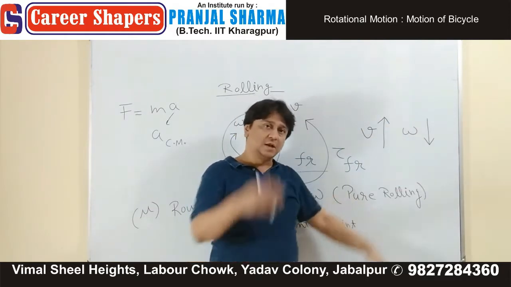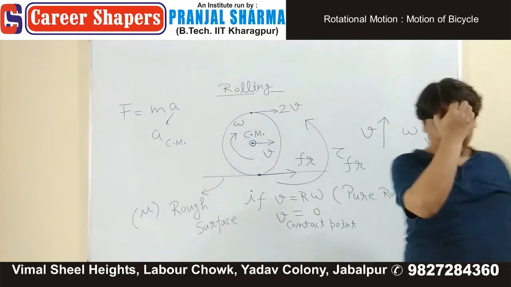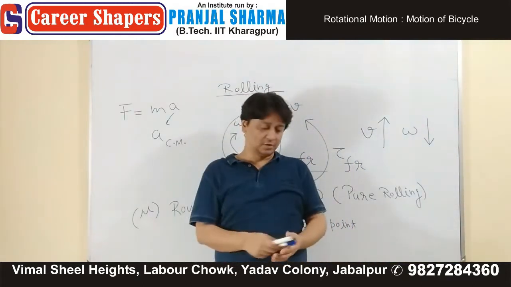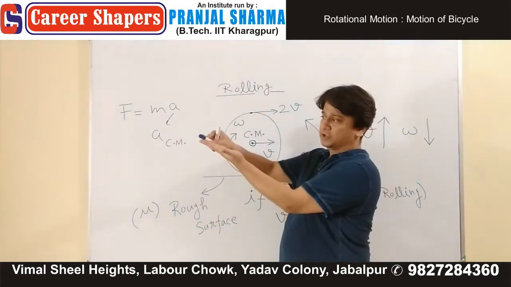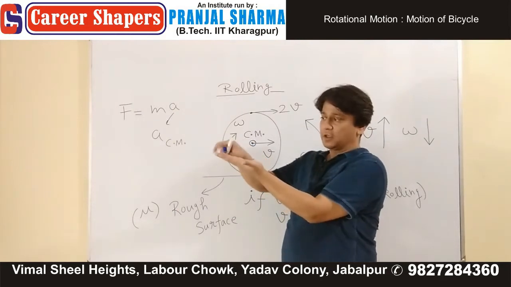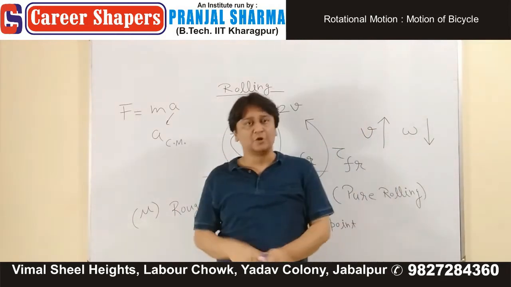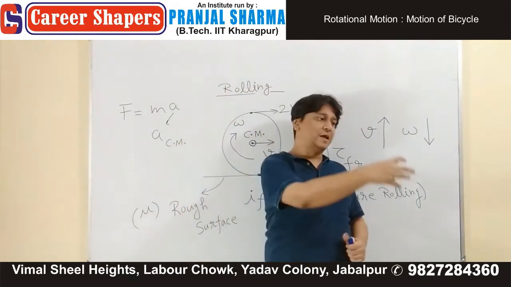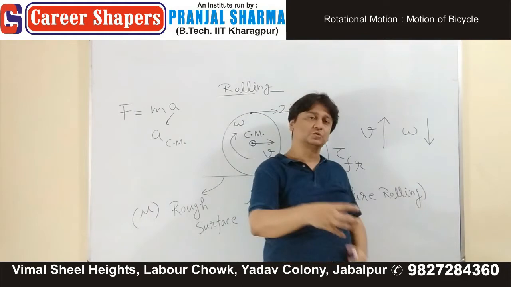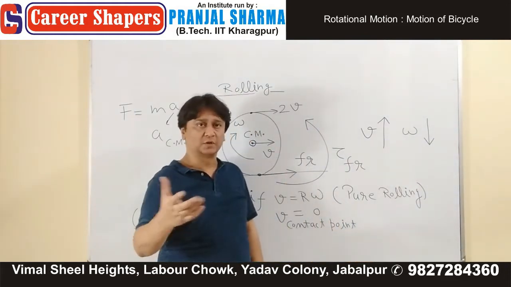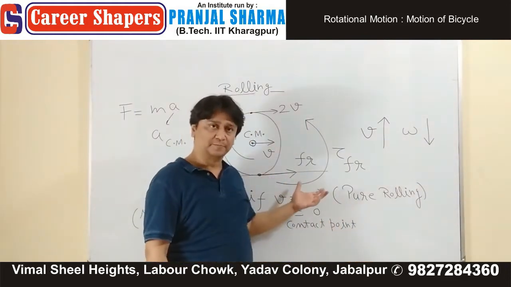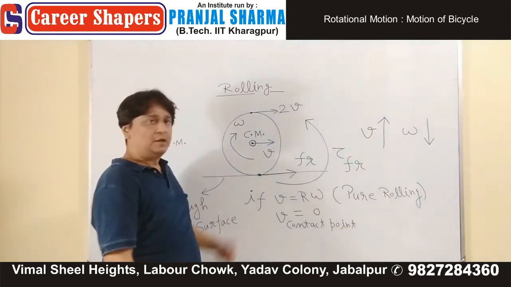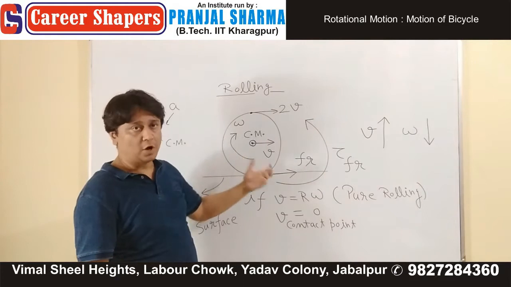Remember, I told you in the previous lecture that whenever things roll, in normal situation it's always pure rolling, unless you apply some external force or you create a situation where things start slipping. In normal situation, your bike, your bicycle, they are always in the pure rolling mode.